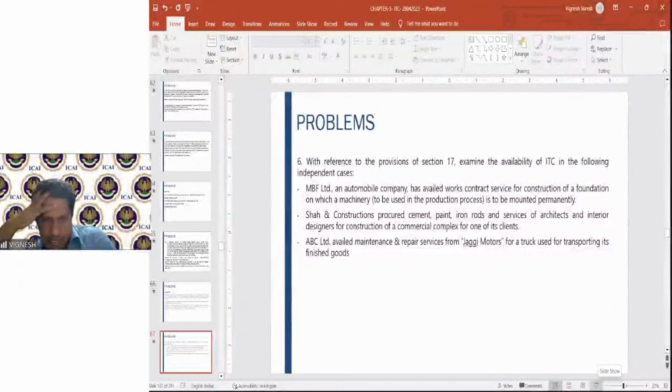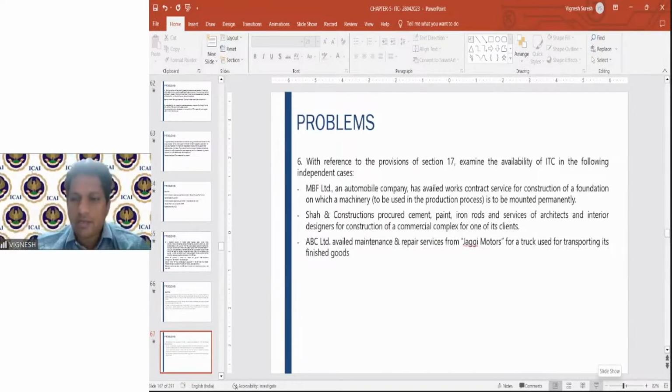Constructions procure cement, paints, iron rods, etc. for construction of a commercial complex for one of its clients. ABC availed maintenance and repair services from Jaggi Motors for a truck used for transporting finished goods. Try to answer this.